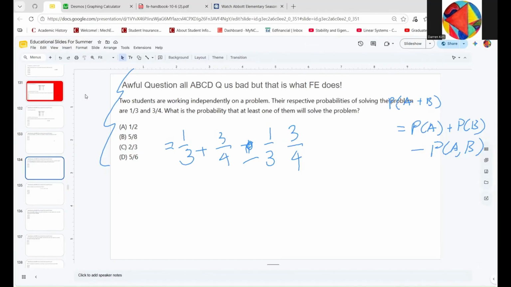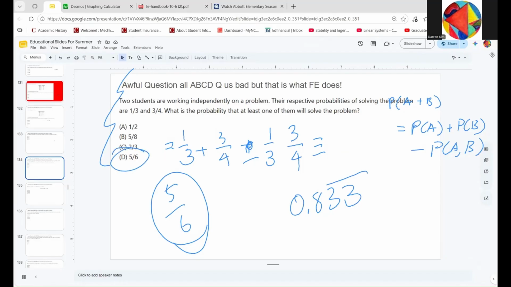So that is equivalent to saying 0.8333 bar, which is 5 divided by 6, according to my trusty calculator. I should probably show off my calculator a little bit. There you go, my calculator says that. Okay, so we have our answer as D.